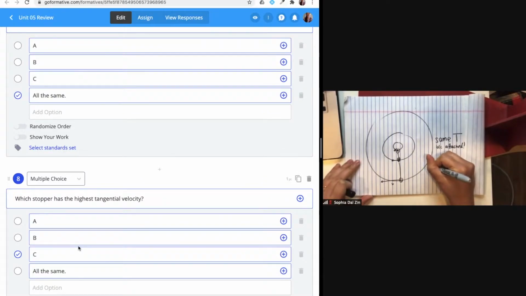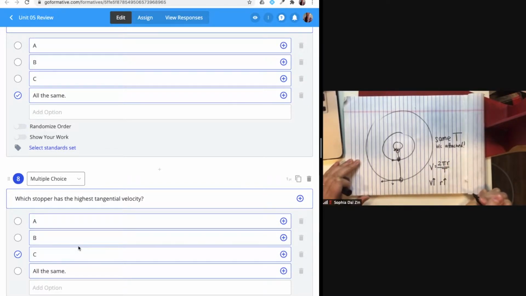If we use the tangential speed equation, 2 pi r over t, they all have the same time. That means whichever is at the largest radius must be traveling fastest. Speed is directly proportional to radius. So because C is at the largest radius, it has the largest speed.